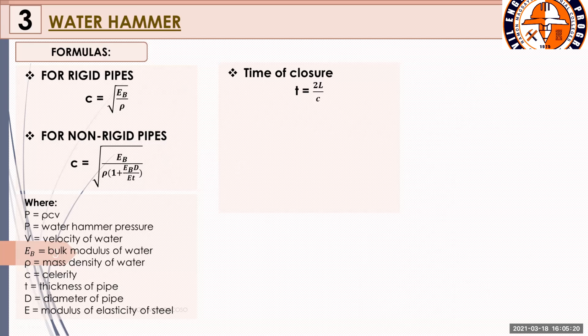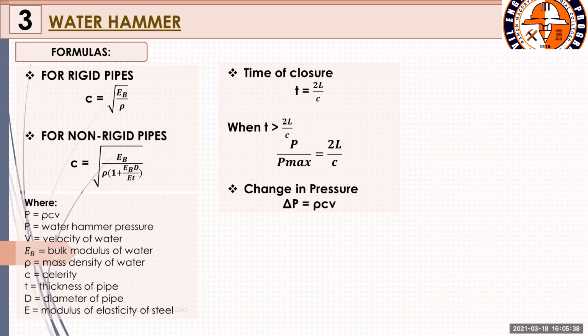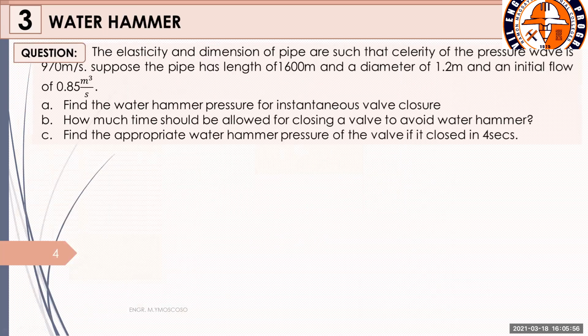So time of closure, yung time ng pag-close mismo ng valve natin, it can be solved using 2L over C. Your L, that would be your length. Your C, that would be your celerity. So when T is greater than 2L over C, this is your formula: P over rho max, 2L over C. So change in pressure, that would be rho CV lang pa rin. So you can also get your pressure if may time tayong binigay, times the pressure. Sige, para mas maintindihan natin, let us have an example.